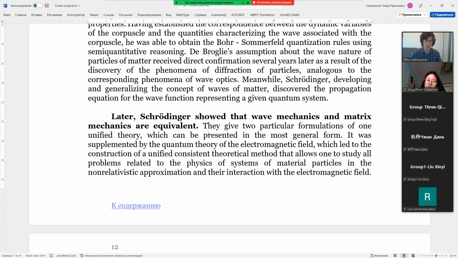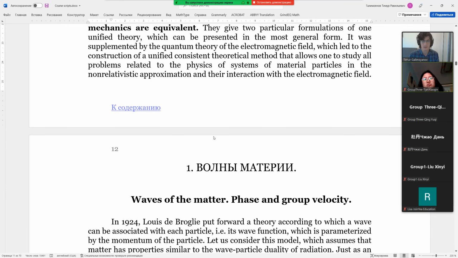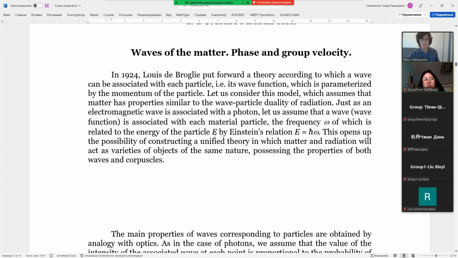They both describe the same theory, the quantum theory, and you know the mathematical rules for how to transit from the Schrödinger picture to the Heisenberg picture, and vice versa. So, waves of the matter. First, what we will speak about is the wave mechanics, the Schrödinger wave mechanics.